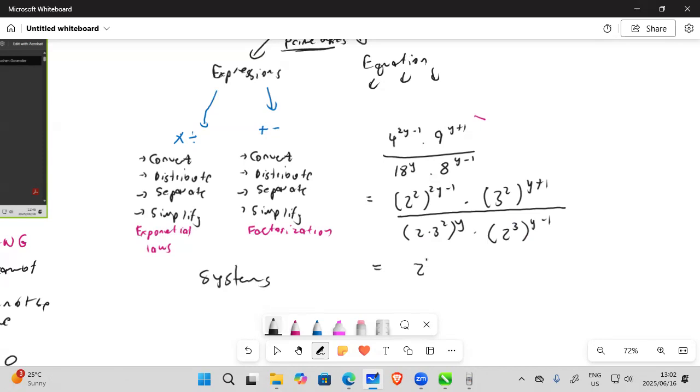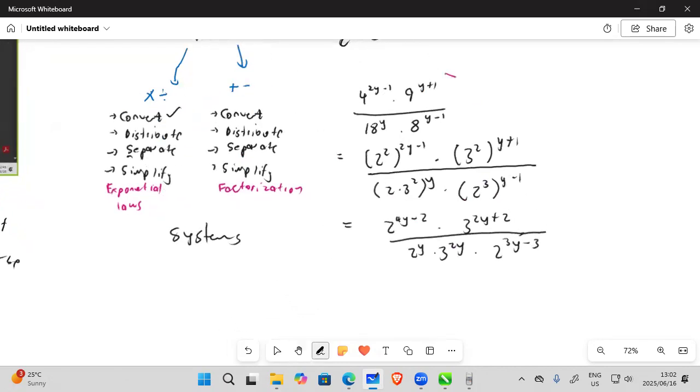It'll be 2 to the power 4y. 2 times minus 1 is minus 2, multiplied by 3 to the power 2y plus 2 over. We're still under the distribution step. We did that part. It'll be 2 to the power y multiplied by 3 to the power 2y multiplied by 2 to the power 3y minus 3. Hope everyone's following so far.